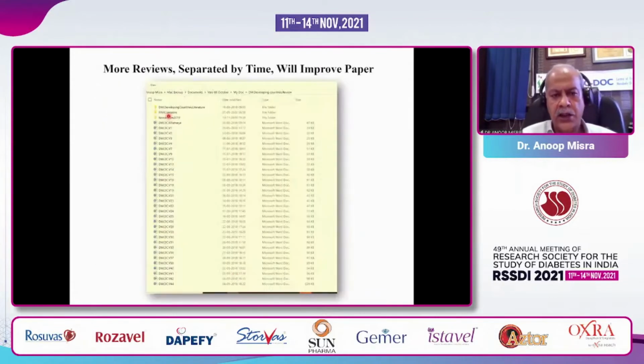And look at this. This is one article, Diabetes in Developing Countries, which was published in Journal of Diabetes. We did 44 reviews. Look at this number of reviews.